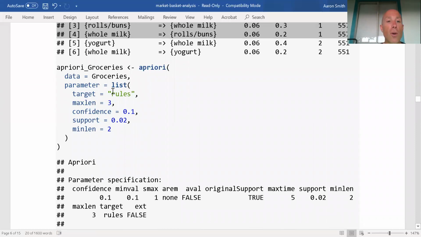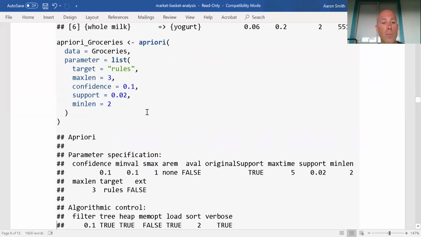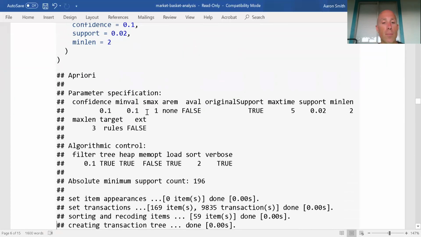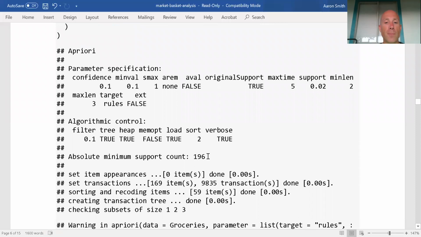All right, so now let's go ahead and change some parameters and do this again. So here, once again, I'm trying to get rules out of the apriori function, but now I'm going to go with a max length of 3. So I'm chaining 3 items together. I'm going to have 2 arrows. I'm saying a minimum confidence of 0.1, a minimum support of 0.02, and minimum length of 2. So I can see that we almost get 200 for the support count.